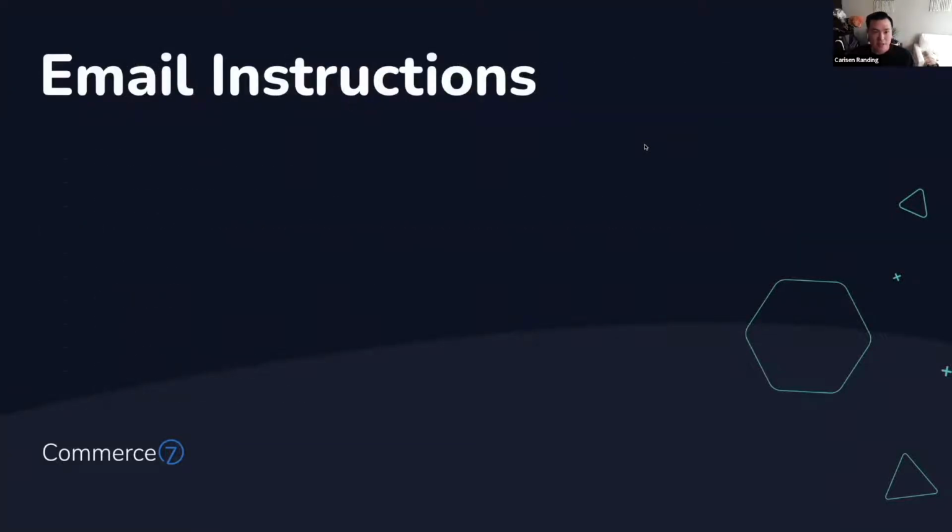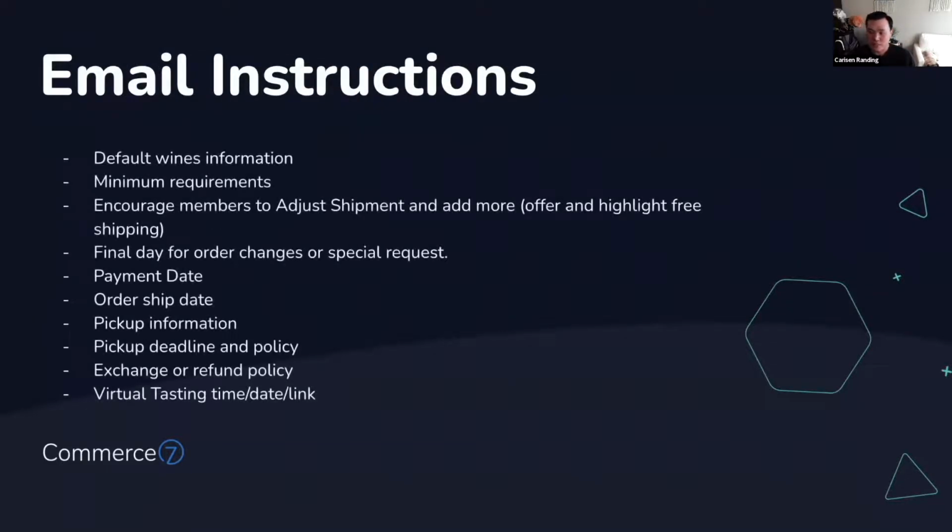Next topic I want to talk about is the email instruction. So I showed you on step 1 of the club package, there's a box for email instructions. The text that you enter there will populate in the 2-week and 2-day reminder email that gets triggered respective to your auto process date. Some information that I've seen included in there would be things like default wine information.